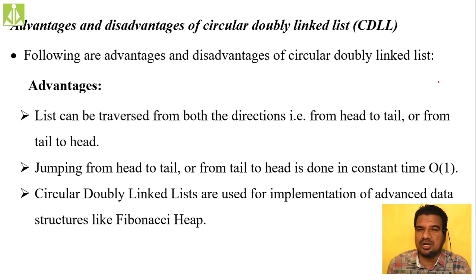Tail to head is not possible there, because we only have one-way directions. But in the case of a doubly linked list, it takes order of n, because we have to traverse all the nodes before reaching the tail node. But over here, as we have a direct connection from the head node to the tail node, the time complexity becomes order of 1. This is one of the biggest advantages.